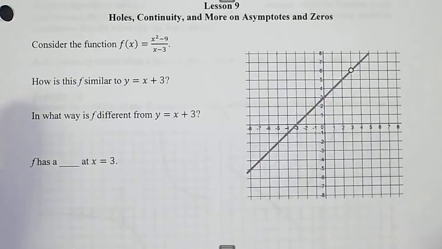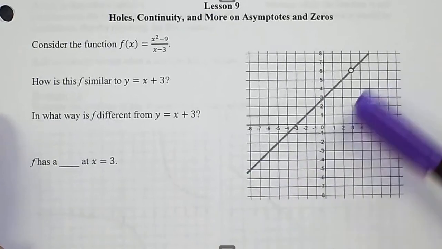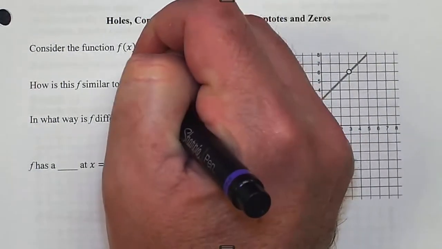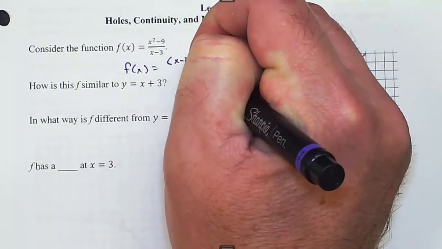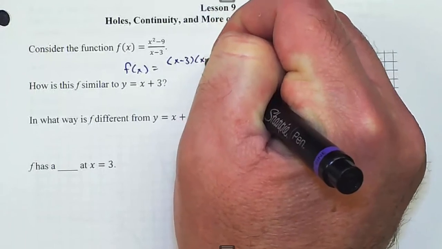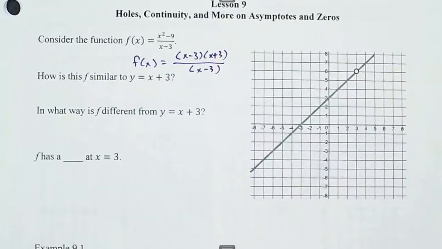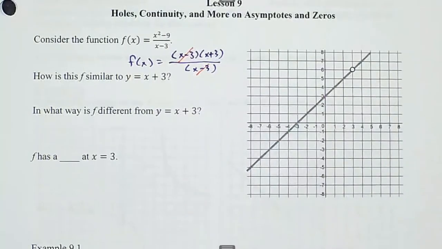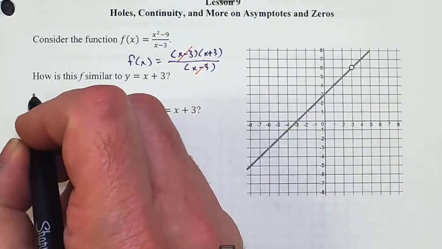First thing you should recognize is this does not look a lot like the rational functions we've been graphing. Instead, it looks like a linear function. And the reason why is that if you factor x squared minus 9, which is x minus 3, x plus 3, you'll notice that that reduces with the x minus 3's to become just x plus 3. So how is this similar to y equals x plus 3? Well, it's similar.